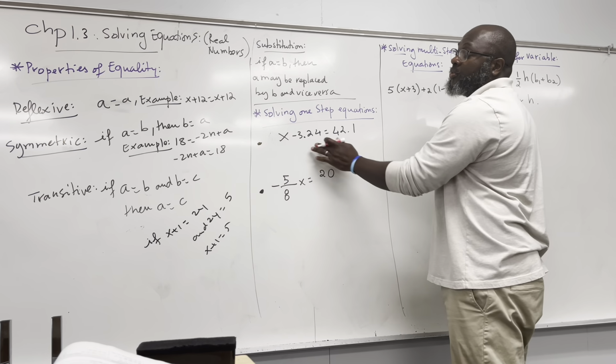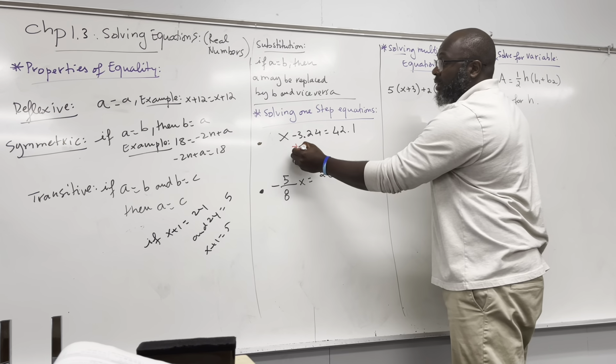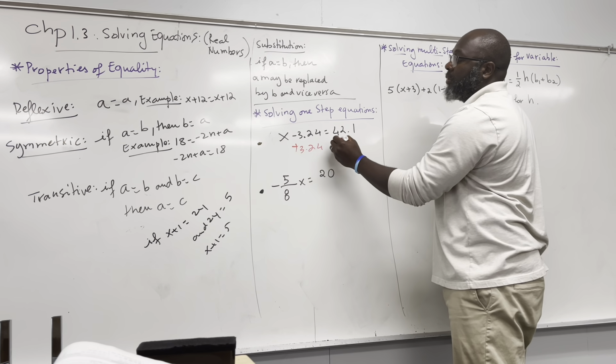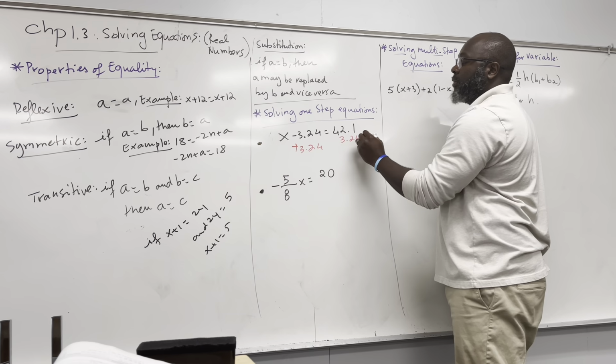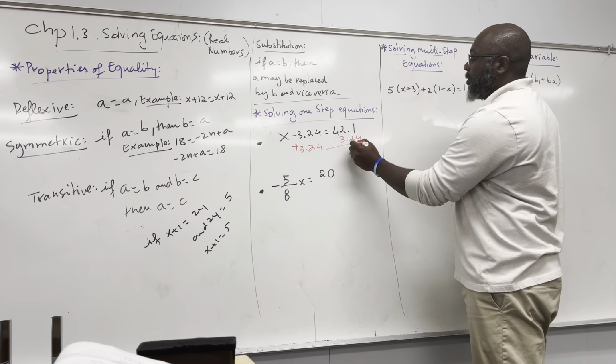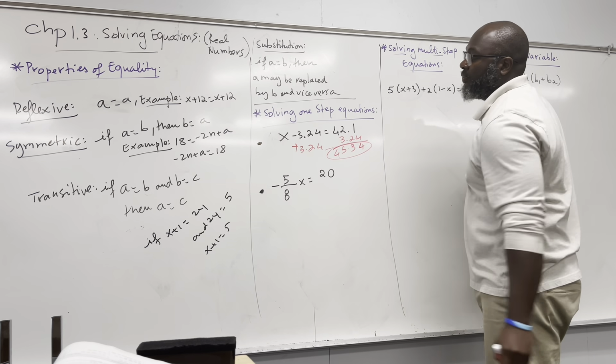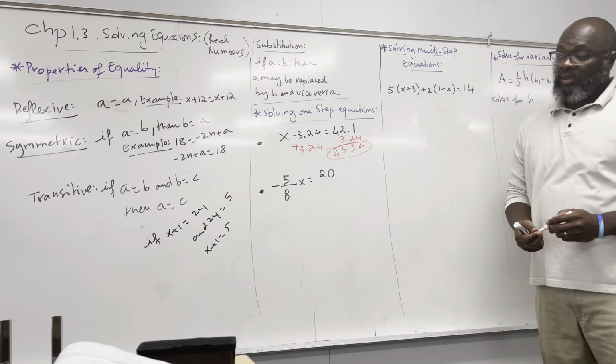Since this is subtraction, what do I do to get rid of this? You make it positive. I'm going to add 3.24. Now, we don't need the calculator for this. So we have 4, 3, 5. So x is equal to 45.34. Again, this is very basic stuff.